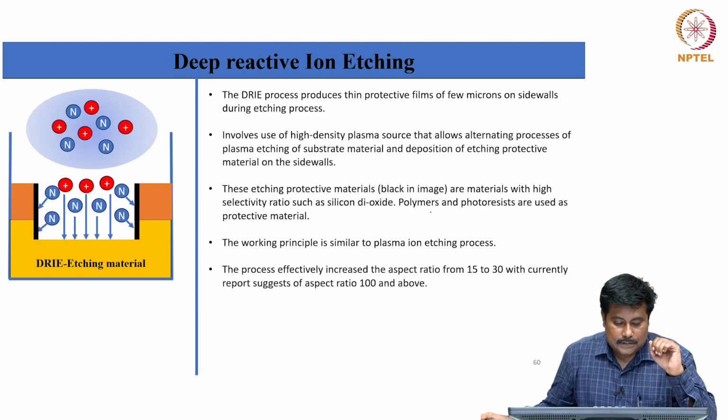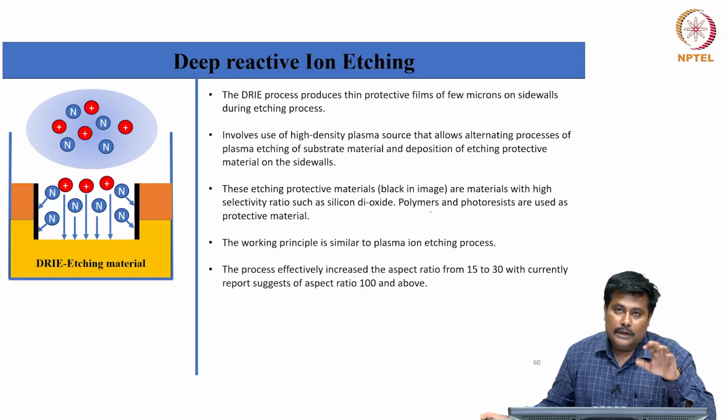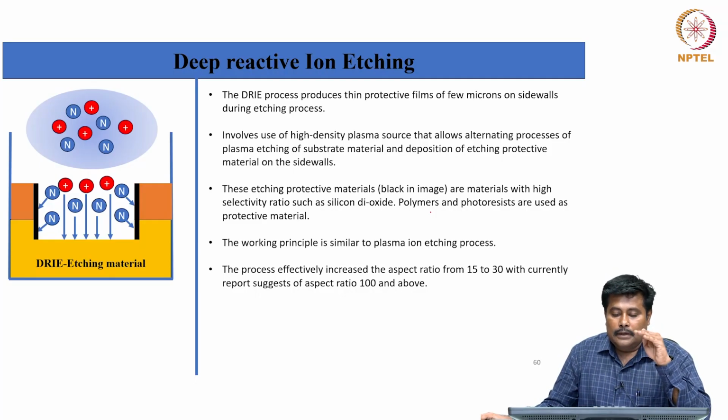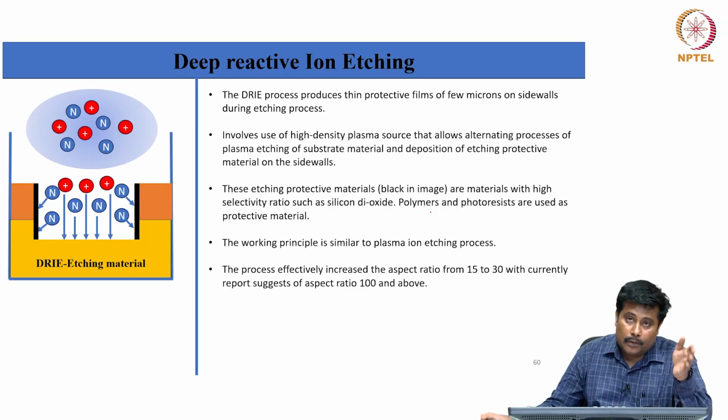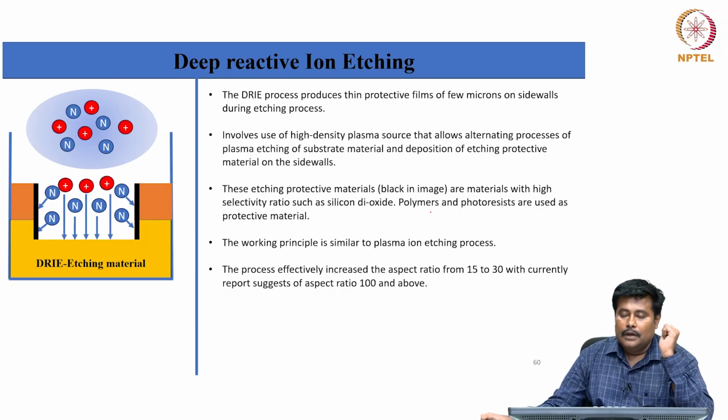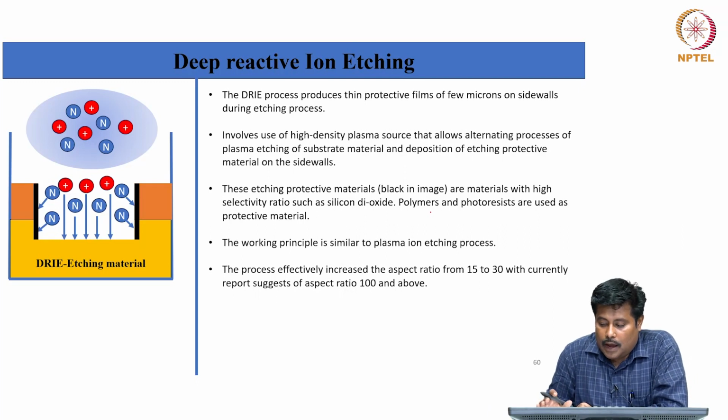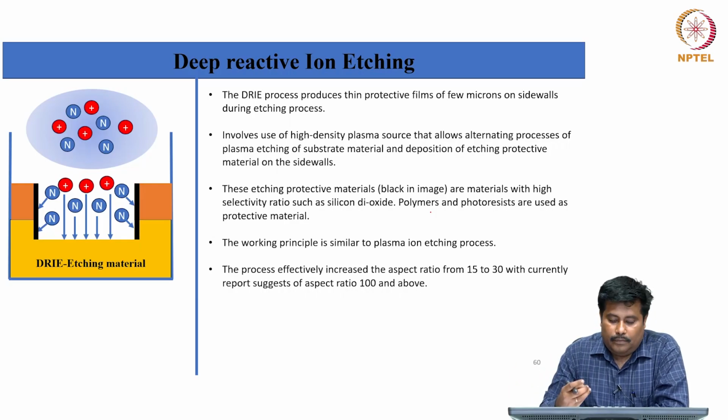Now, as far as deep reactive ion etching is concerned, the process produces a thin protective film of a few microns on the side walls during the etching process. It involves the use of a high density plasma source that allows an alternating process of plasma etching of the substrate material and deposition of etching protective material along the side walls. So, materials with a high selectivity ratio such as silicon dioxide, polymers and photoresist are used as the protective material.